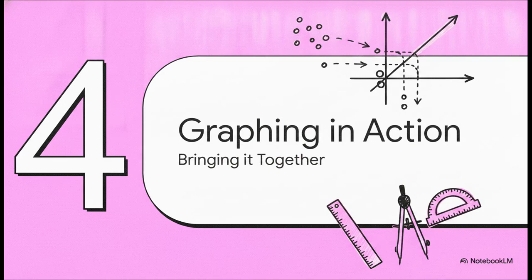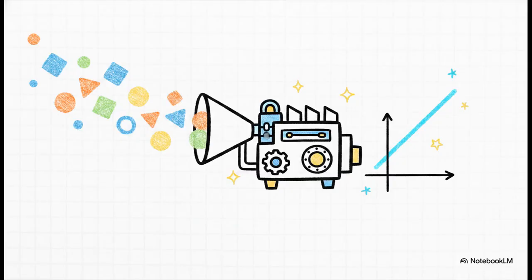And that brings us to section 4, graphing in action. Let's bring it all together. Let's look at an actual real-world example straight from our source material. We're going to graph the equation y = 2x + 1. Just looking at those numbers, the 2 is in that m position, right? So that's our slope. The 1 is in the b position, making it our y-intercept.